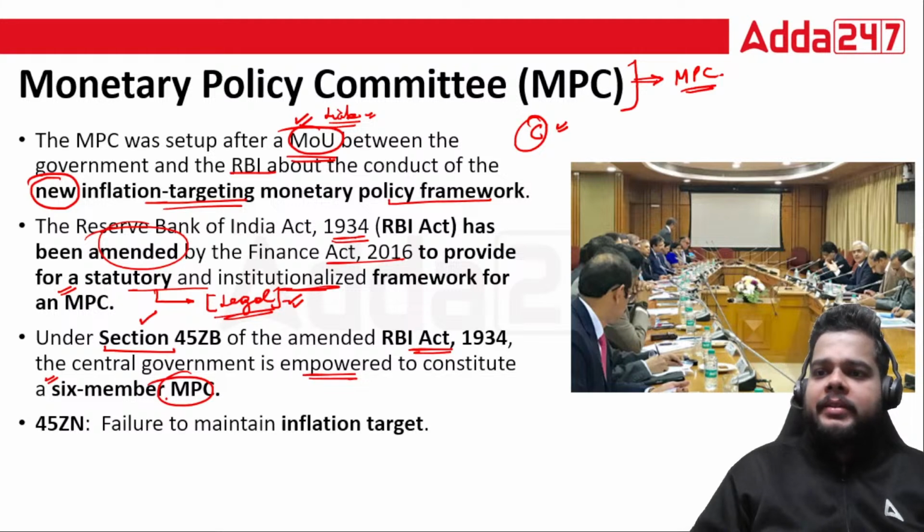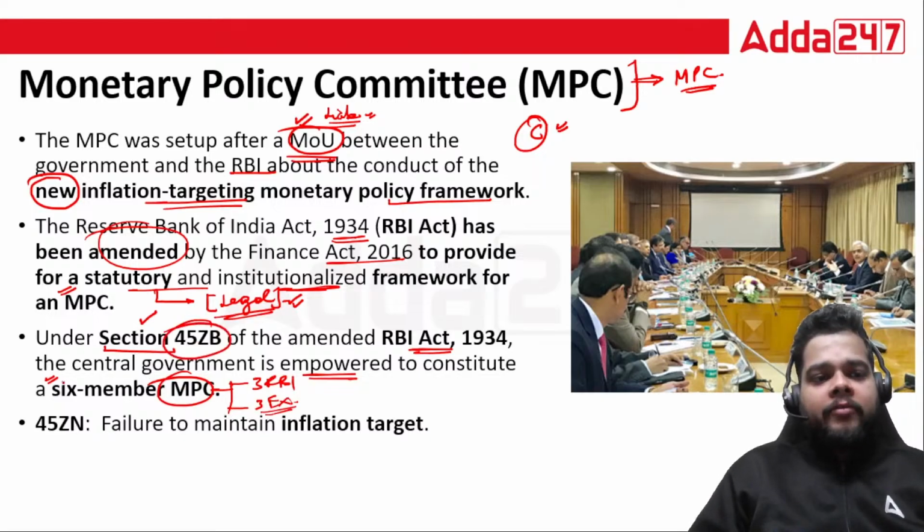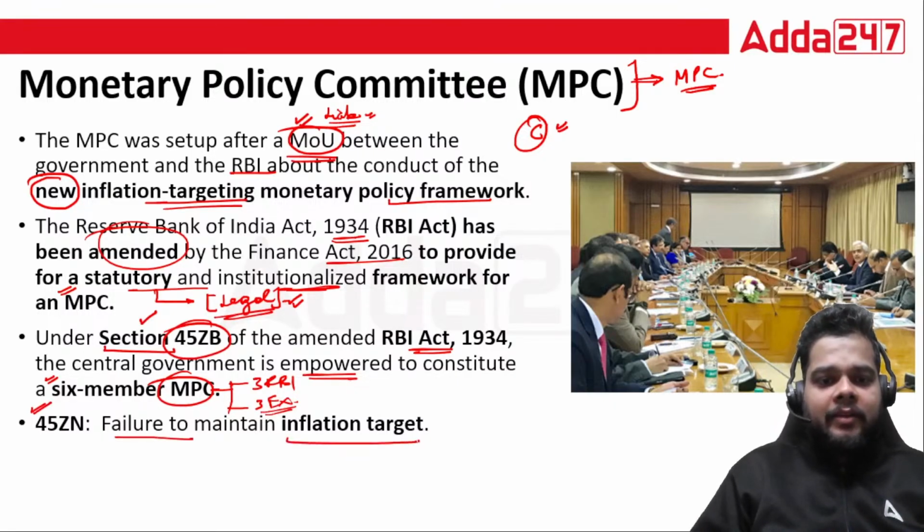So you will find that the central government will form an MPC having six members, and the constitution of these members, or for that matter this MPC, is very important. Three will be from the RBI, and three will be the external members, or for that matter, the Government of India's representatives. So Section 45ZB talks about the formation of the six-member MPC, whereas 45ZN talks about the failure to maintain the inflation target. Fine. So these two sections you must remember: ZN for the inflation target failure, if it is there, and ZB for the six-member MPC.